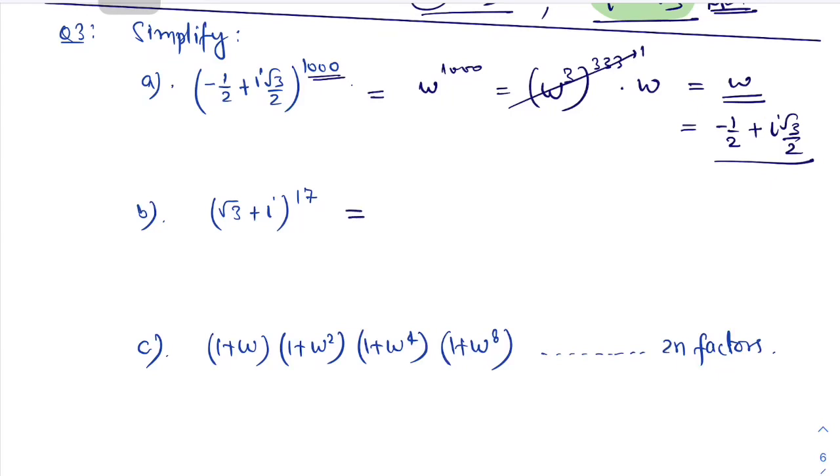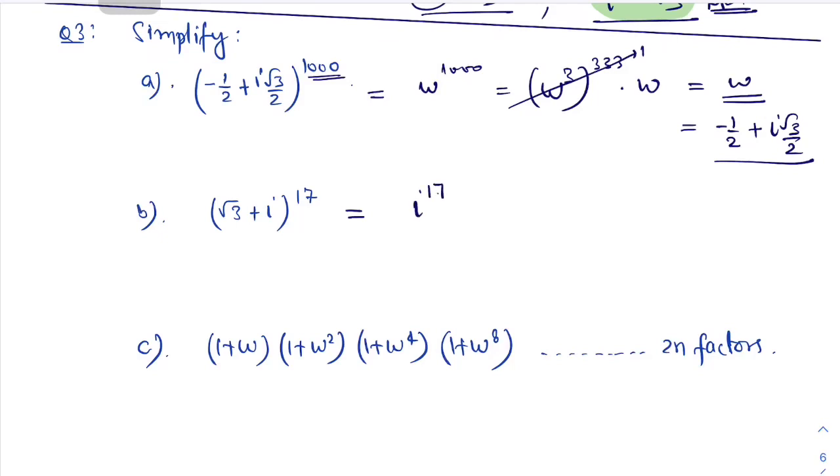Okay, next, root 3 plus iota whole to the power 17. If we are seeing 1 and root 3, it means we can convert this in the form of omega or omega square. By seeing this root 3 and 1 part, I can easily convert this to be in the form of omega or omega square or minus omega square. For that to be true, this iota part must be with root 3 only. So we are going to take this iota to be common.